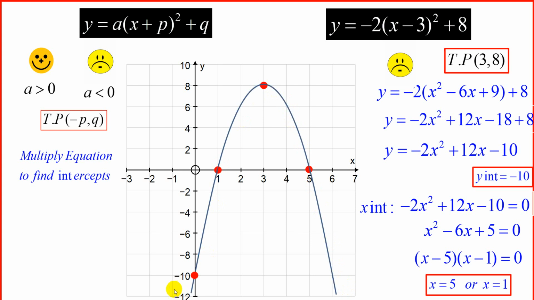And here we have it, our parabola passing through minus 10, 1, and 5. You will also notice that it is a sad face, confirming the negative a value.